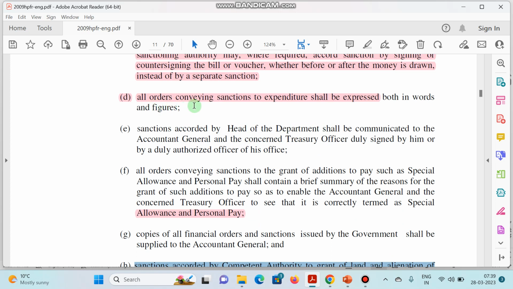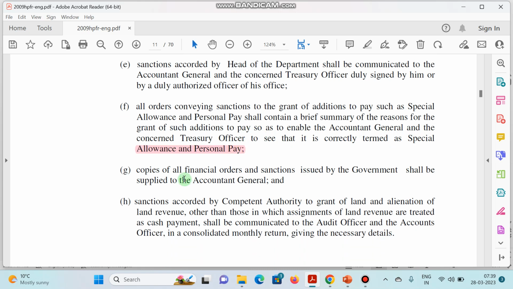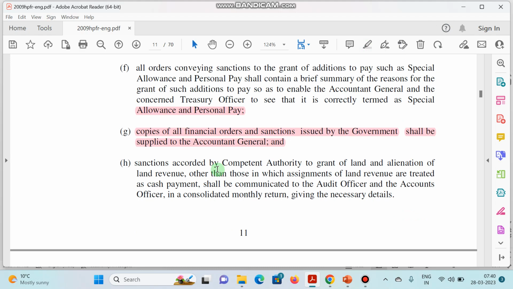Next, all orders conveying sanction to the expenditure shall be expressed both in words and figures. इसको बिल्कुल both words and figure दोनों में लिखा जाएगा ताकि किसी भी तरह की एम्बिग्यूटी ना हो. पर्सनल पे के अलाउंस में स्पेशल एक अलग से हेड बना के उसमें स्पेशल मेंशन किया जाएगा बेसिकली कि वो पर्सनल या स्पेशल अलाउंस या पर्सनल पे से संबंधित है. And copies of all the financial orders and the sanctions issued by the government shall be supplied to the accountant general. बिल्कुल उसको सप्लाई किया जाएगा जो भी संबंधित दस्तावेज होंगे.